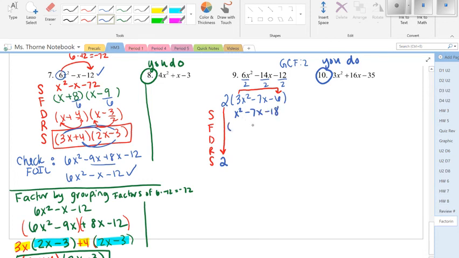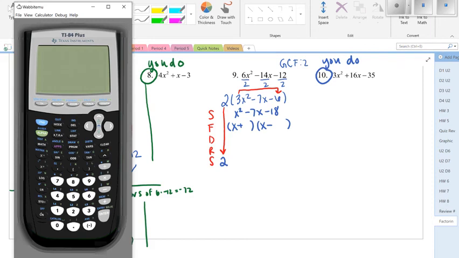Then the next step is the F, which stands for factor. So when we factor this, remember it's a trinomial, so it factors into 2 binomial sets. The first term is just x and x, because x times x gives you x squared. We know the signs have to be opposite because you have a minus and a minus. If we go to our calculator, we can go to our y equals and plug in 18 divided by x, and then go to our table to find the factors that add up to negative 7.